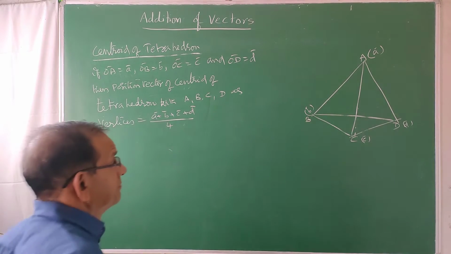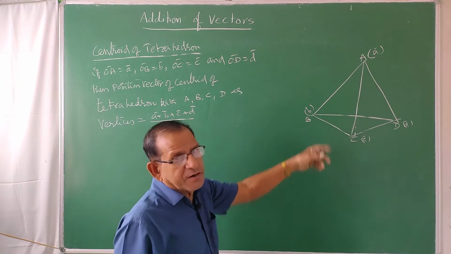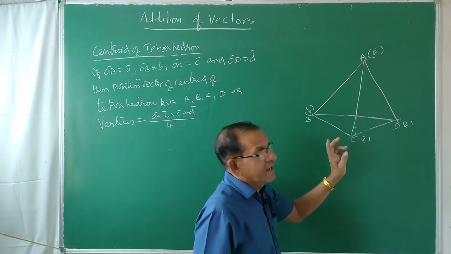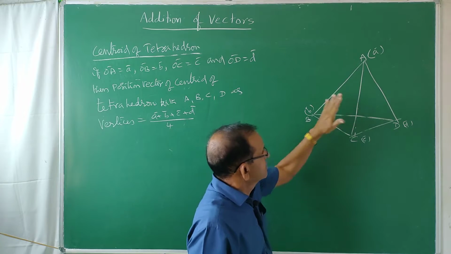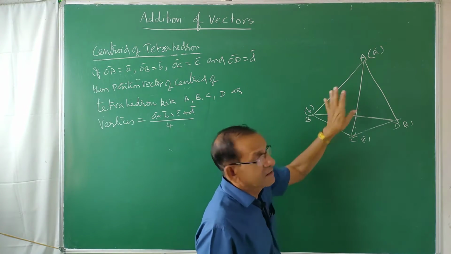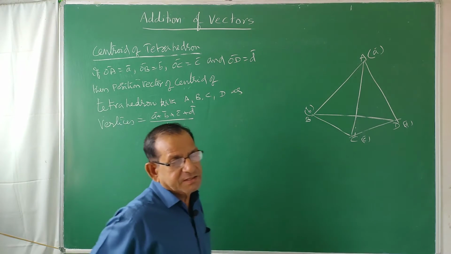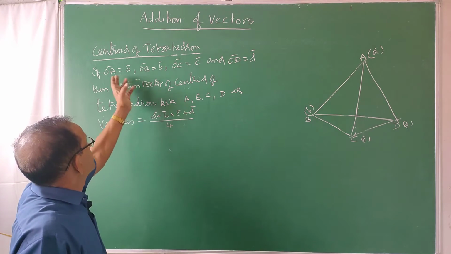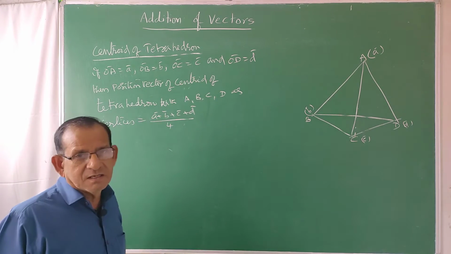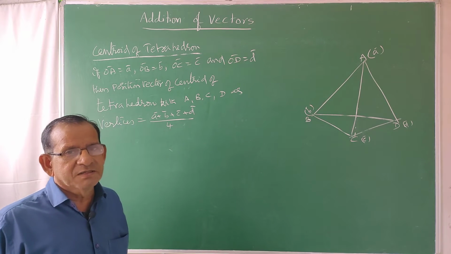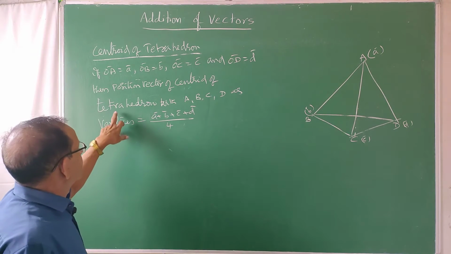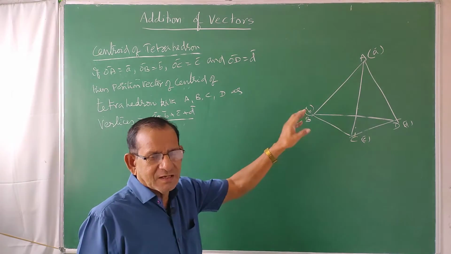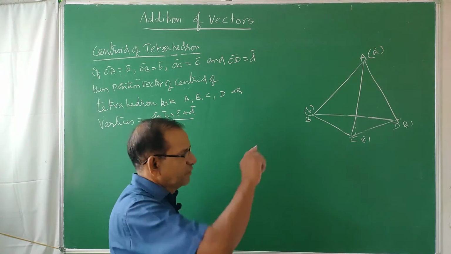Now here ABCD is a tetrahedron. 4 vertices will be there. Each face is a triangle. Base is a triangle. This side is a triangle, this side is a triangle, and the other side is also a triangle. Because it is having 4 faces, it is called a tetrahedron. Suppose the position vectors of the 4 vertices are A bar, B bar, C bar, and D bar, then the position vector of the centroid will be somewhere in between the 4 vertices.